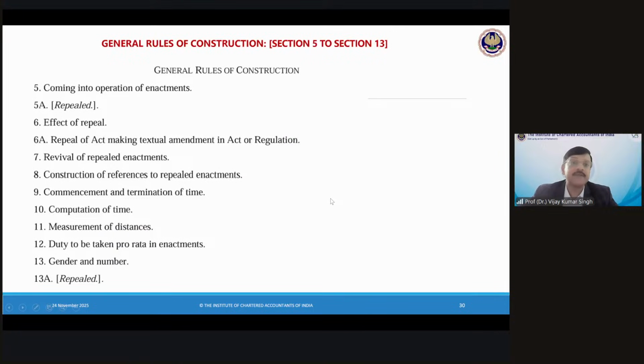Now we are moving to another chapter, and that talks about general rules of construction. When I use the term construction, it basically means interpretation, or analyzing the meaning of the rules, that is, what the general rules of construction are. As you can see here, this section begins with section 5 and ends with section 13A, which is actually repealed. So we will talk about them one by one.